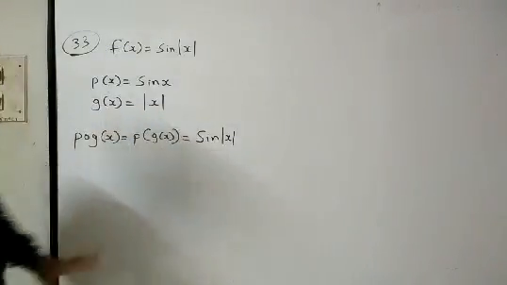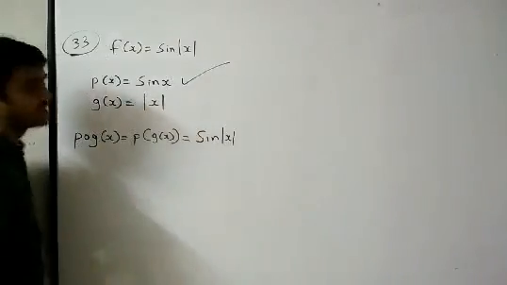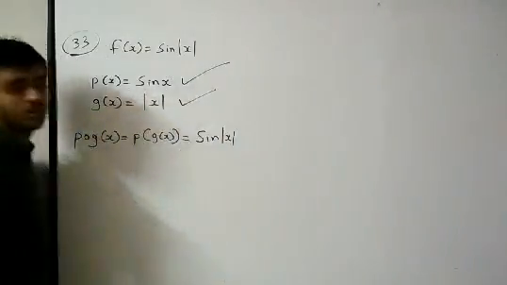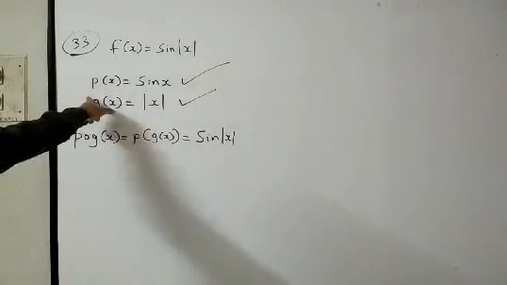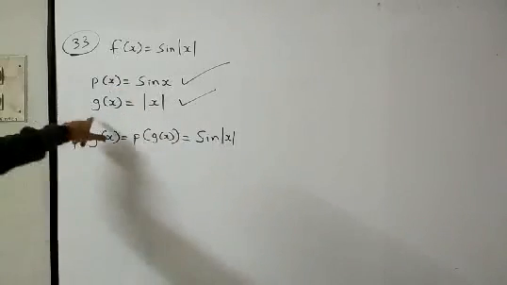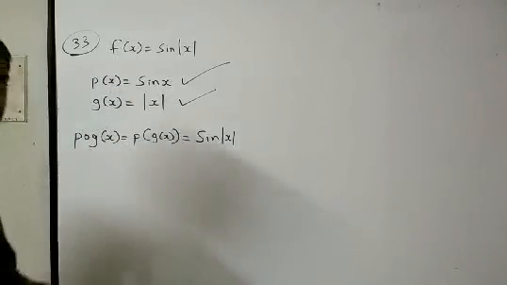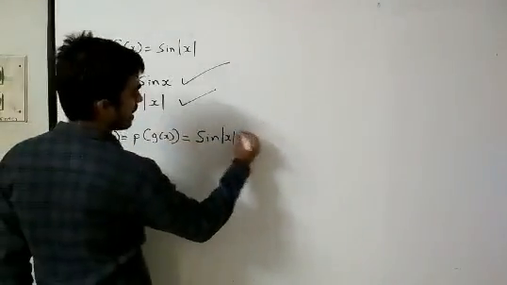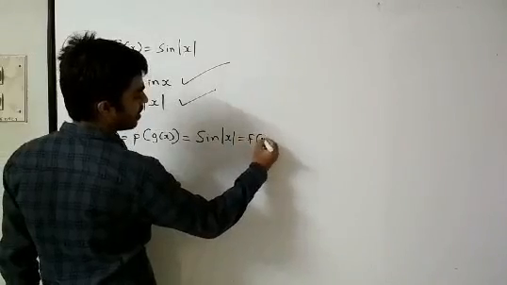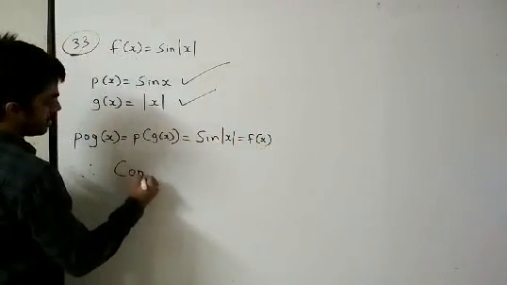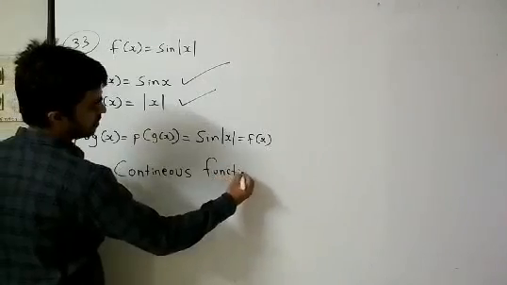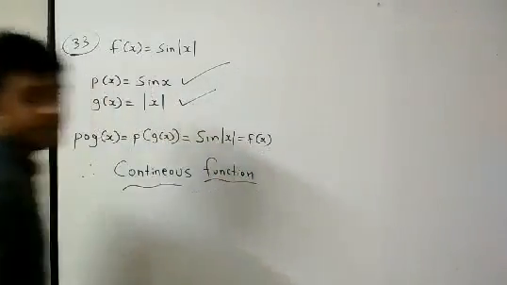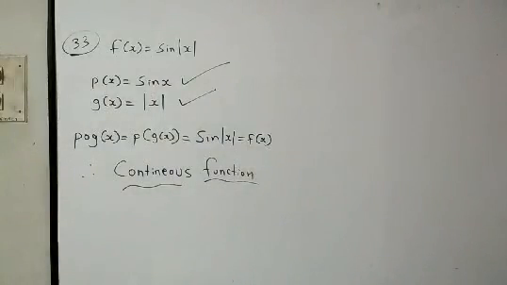So now you check whether p of x is continuous. Yes, sin x is continuous and modulus x is also continuous. So here you have to write the reason. Therefore, g of x is a continuous function for all real numbers, and p of x is equal to sin x, that is continuous for all the values of g of x. Therefore, p of g of x is equal to sin modulus x, that is nothing but f of x. Therefore, it is continuous. Clear? Therefore, it is continuous function.